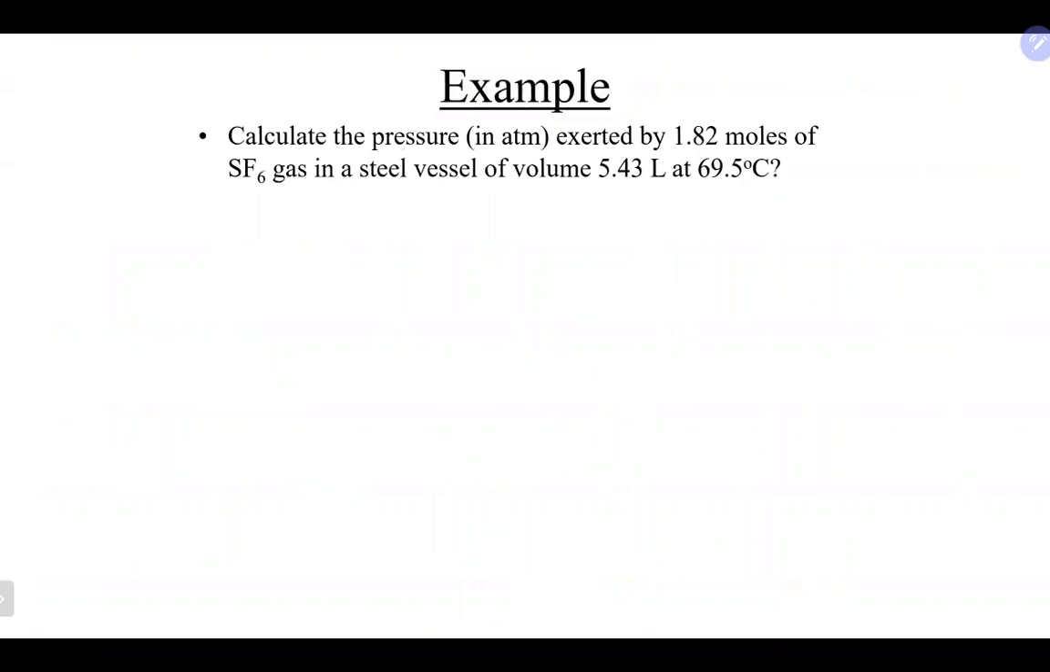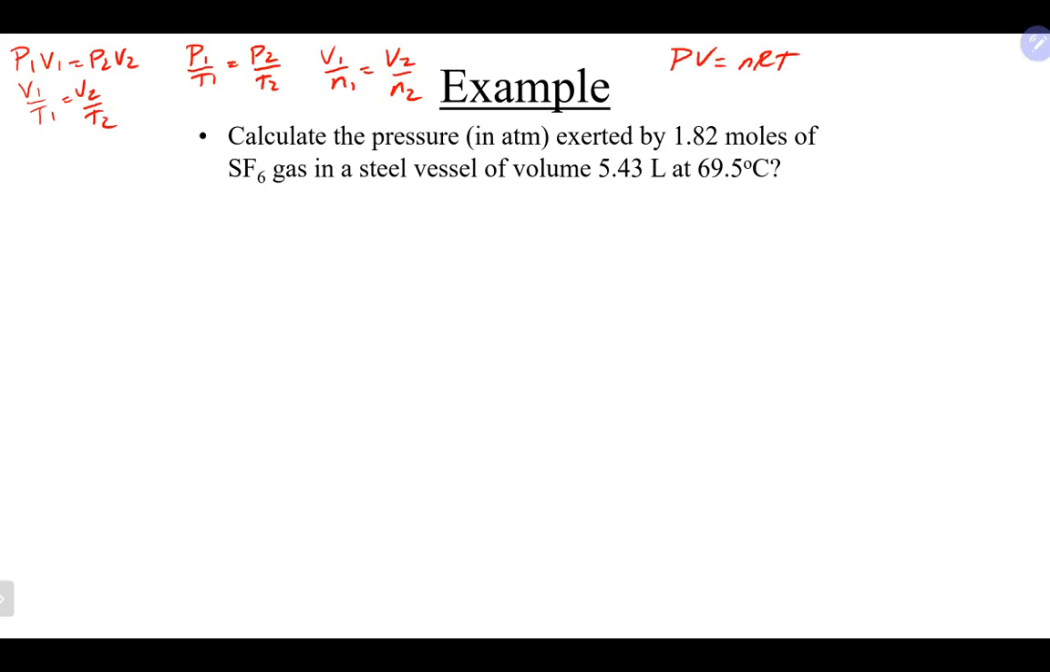Okay, so I think we left off with an example that I don't think we did. So let us start with this one. Calculate the pressure of 1.82 moles of SF6 gas in a steel vessel at 5.43 liters and 69.5 degrees Celsius. So take a couple minutes. Okay, let's take a look.